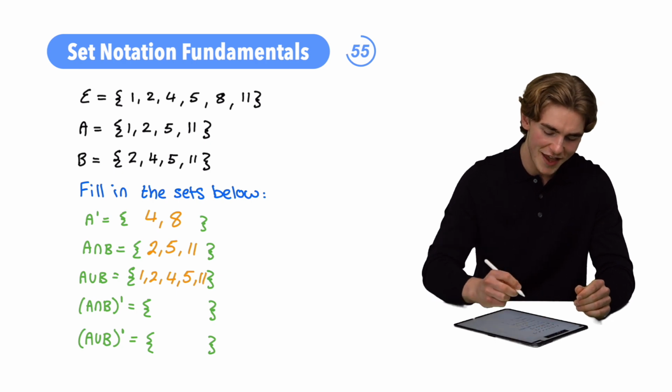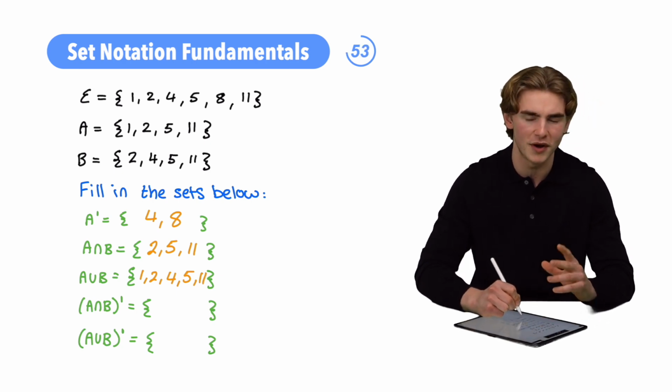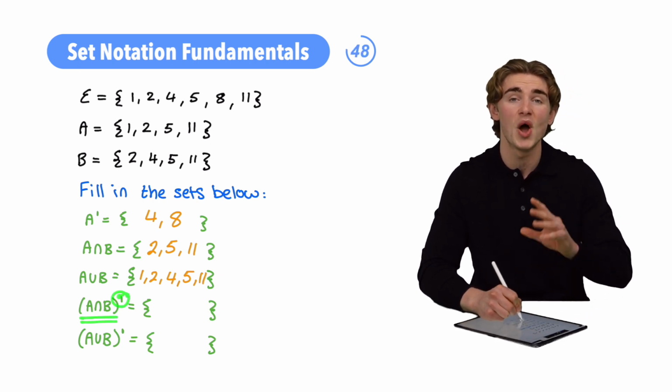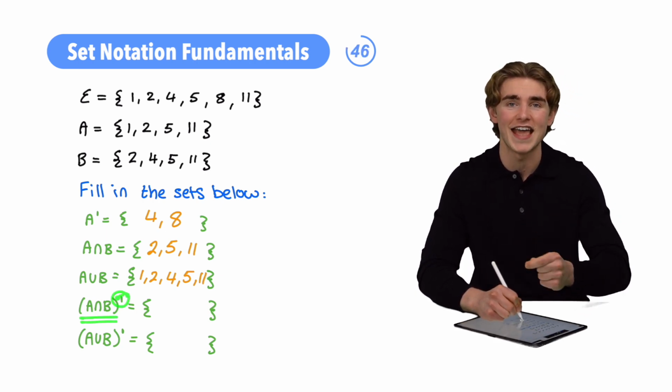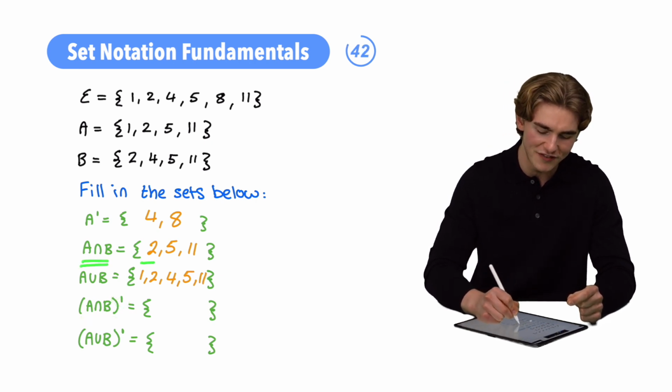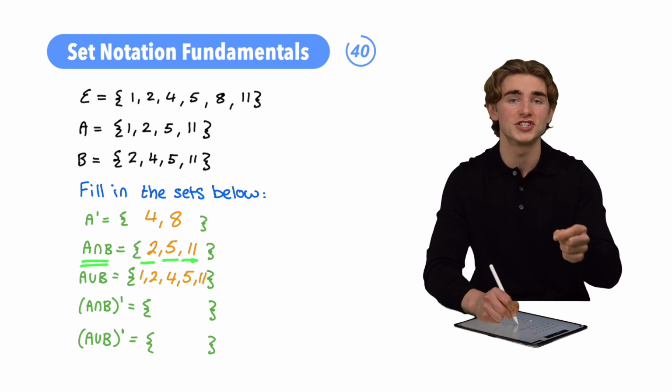Next up, we want the set, and this one's going to be a bit confusing, but don't worry, we're going to make it clear. A and B not. So we want to find, in other words, all of the numbers which are not in A and B. We've already found the set A and B, guys. It contained 2, 5, and 11. So we want all of the numbers which aren't these numbers.